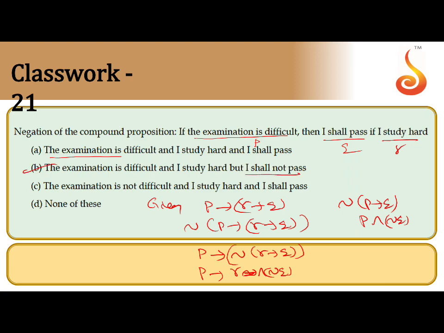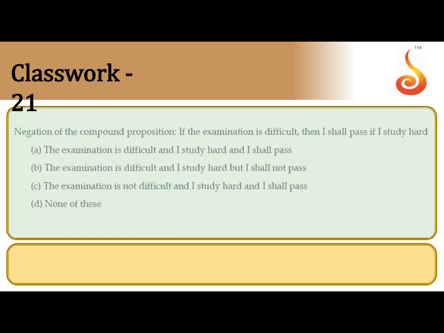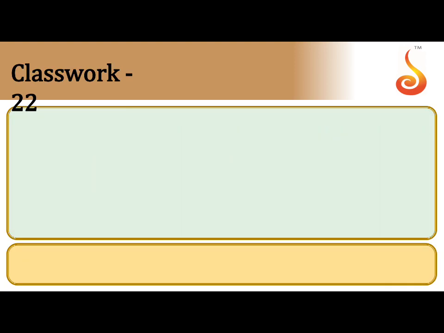Option B correct only. So first take the condition properly and take the answer based on the property. P remains same, R remains same, opposite of Q. Q means not pass. Not pass here only. That is the only answer you can take. I hope you understand. Check the answer. B is the correct answer.